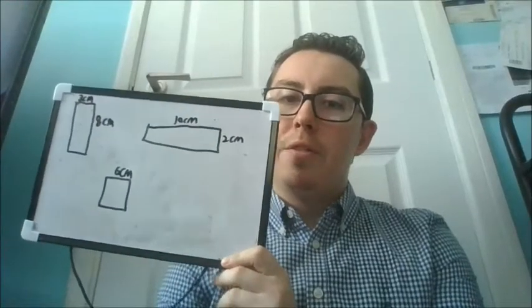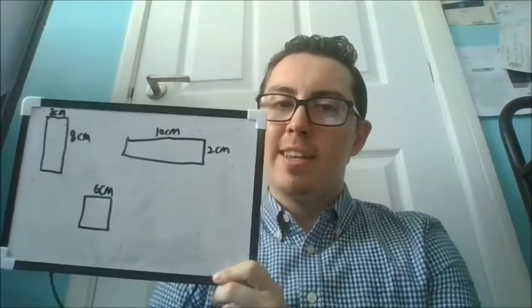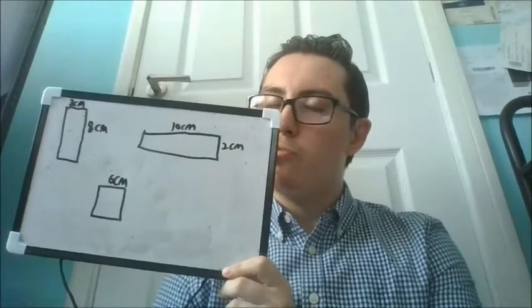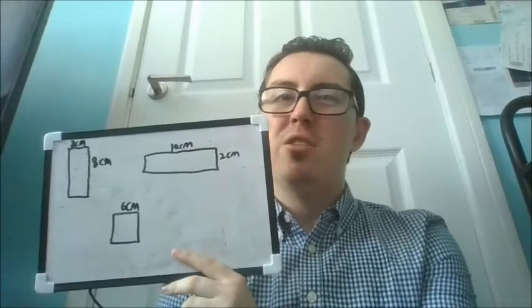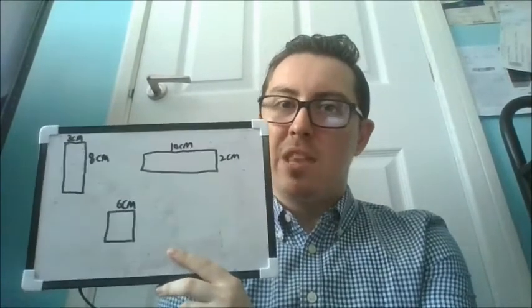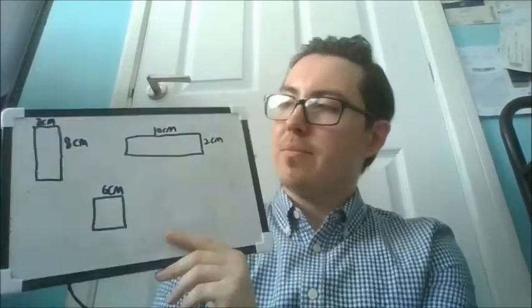So, we have 3 shapes here. Looks like 2 rectangles and a square. It doesn't really matter what. It's not drawn to scale. Don't worry about that because it's just on a whiteboard. It's not massively important about if the lines are straight or not. So let's just move on.